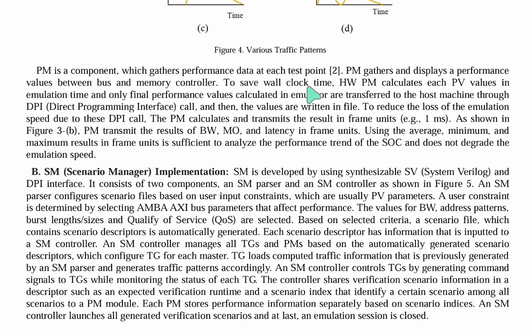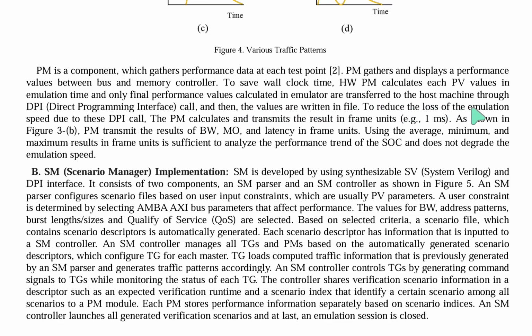To save wall clock cycle time, the hardware PM calculates each PV value in emulation time, and only the final performance values calculated in the emulator are transferred to the host machine through the DPI, direct programming interface, call, and then the values are returned to the file.